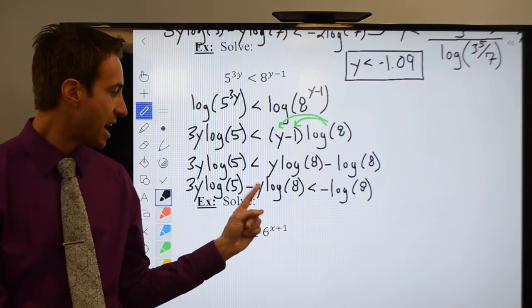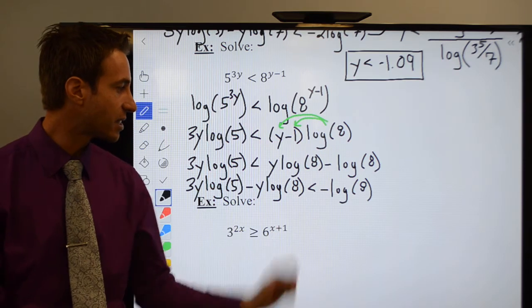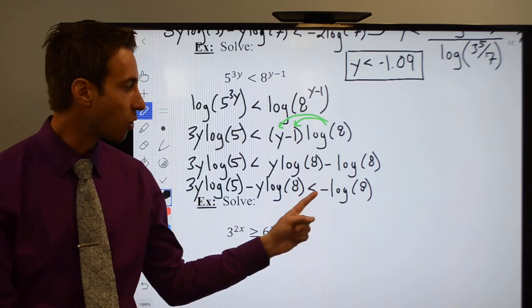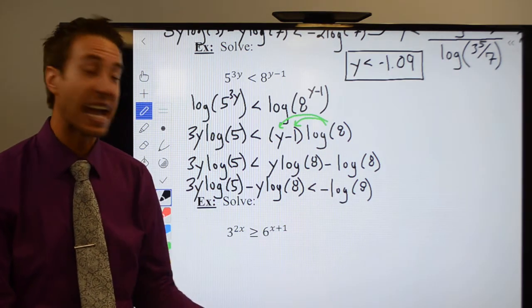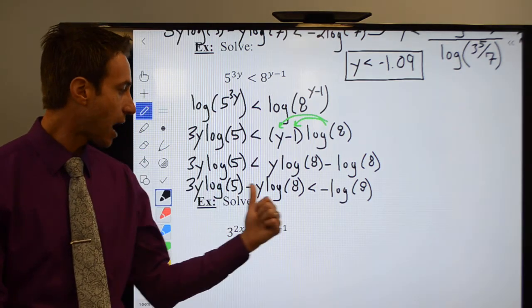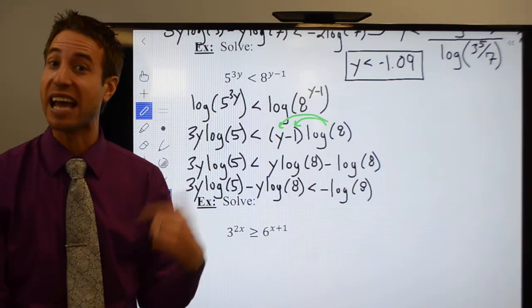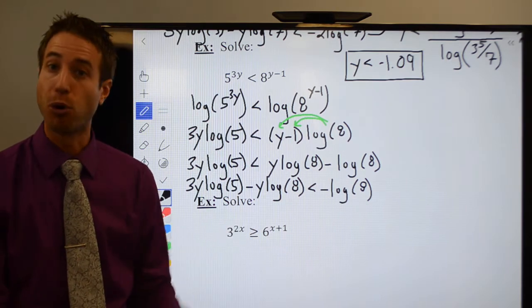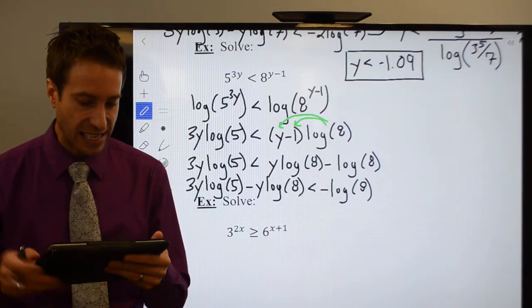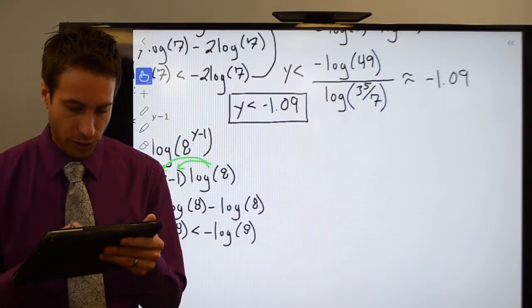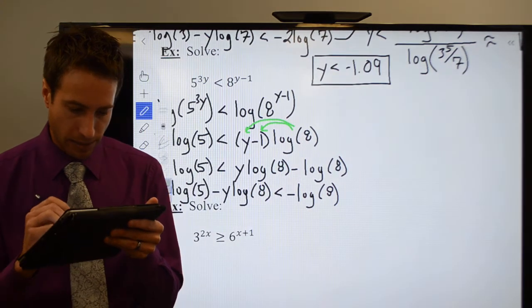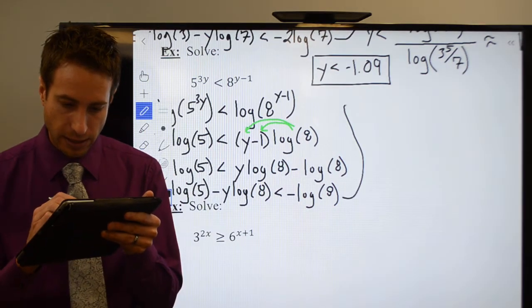Great, we're doing good. Now I've got my y's on the same side of the inequality. It's all less than negative common log of 8. Because the y is the GCF in both of those terms, I can pull that y out as a GCF. So let's go ahead and do that right over here. Just let me come up over here so you guys can see the rest of my work.